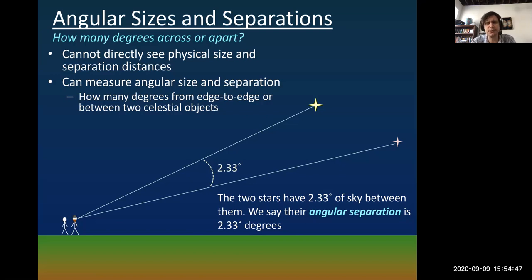So hopefully this helps you a little bit with angular size. It's just how many degrees does something span across the sky, whether that's a distance between 2 objects, which would be an angular separation, or if you're measuring the sun from edge to edge, the angular size of an object.